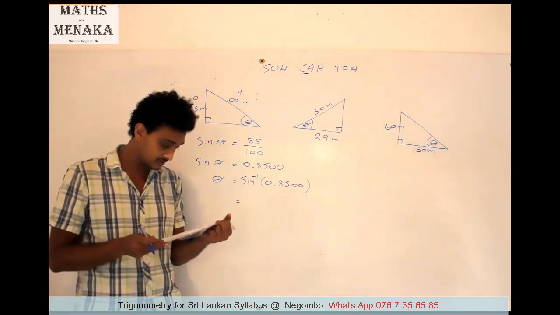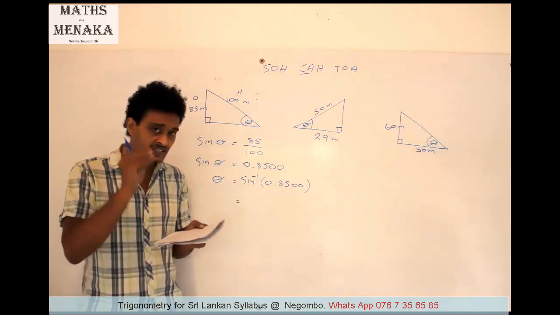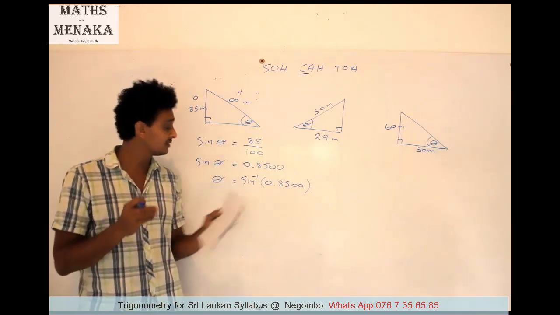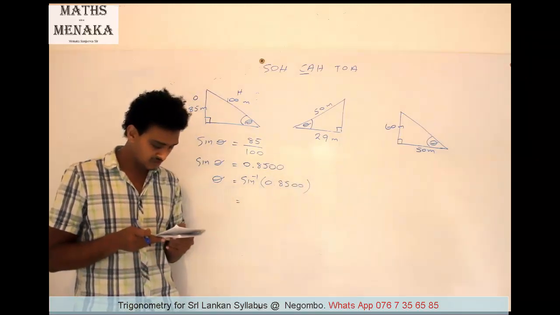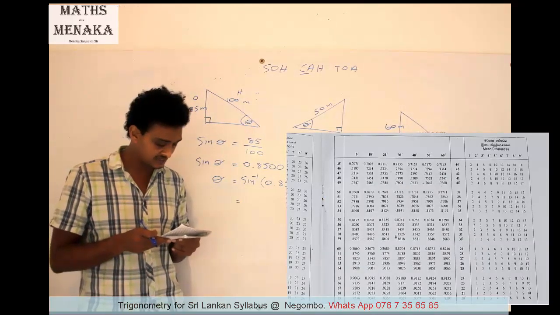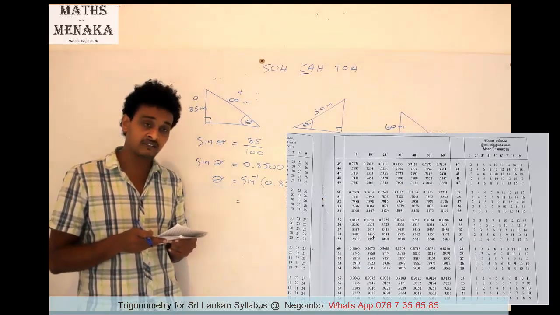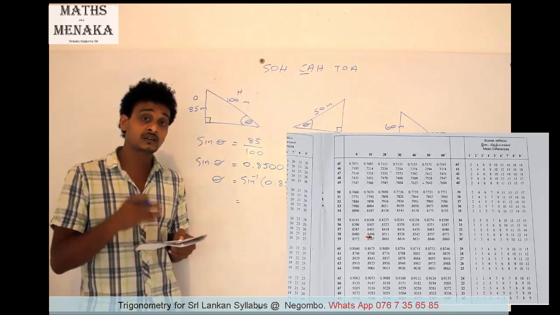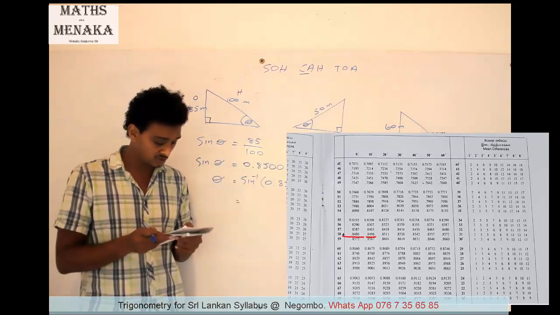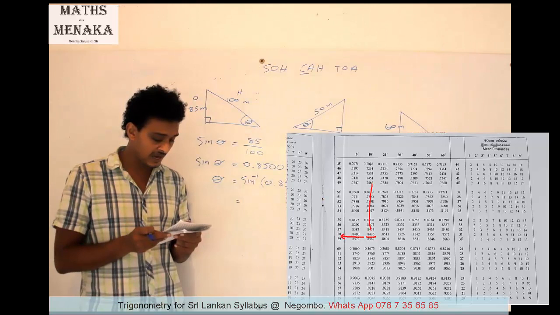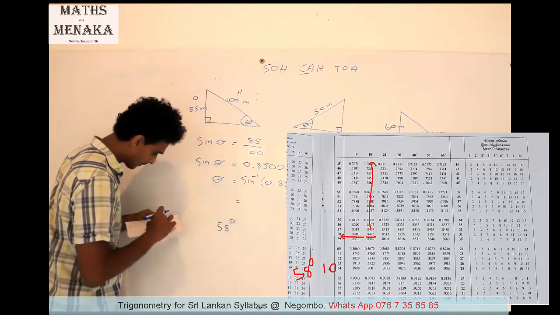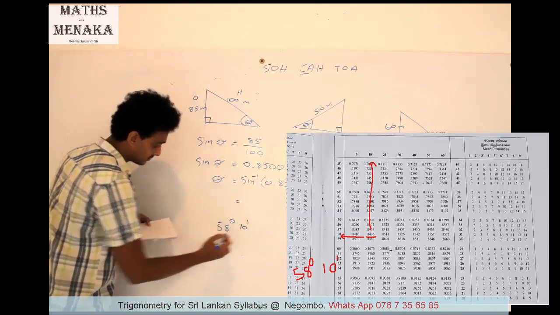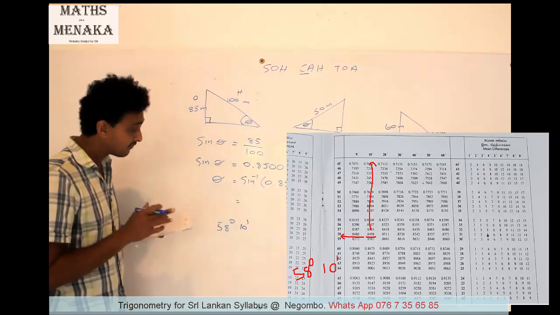0.8500. Go to the nearest value, but the less value. There are two values, 0.8496 and 0.8511. So you cannot take the greater value, so you have to get a less value. So you have to get 0.8496. The angle is 58 degrees and 10 minutes.